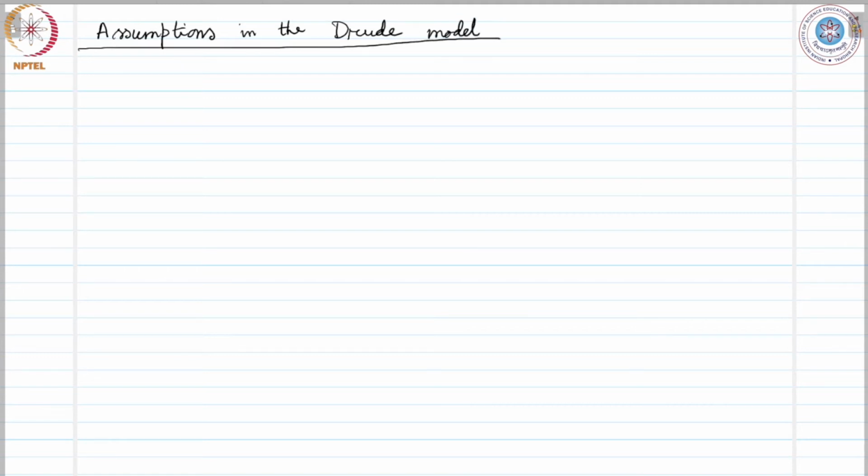Okay, let us discuss the assumptions of the Drude model. The first assumption is that between collisions, the interaction of a given electron both with the other electrons and the ions is neglected.